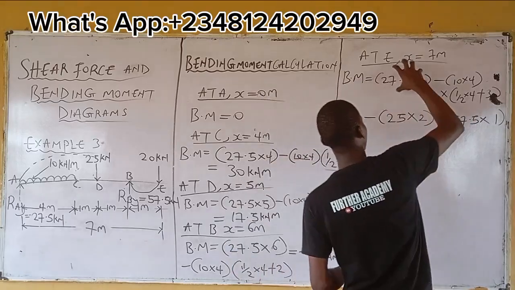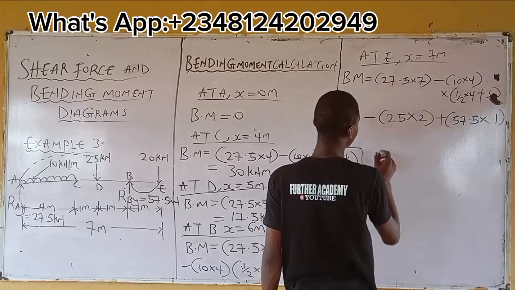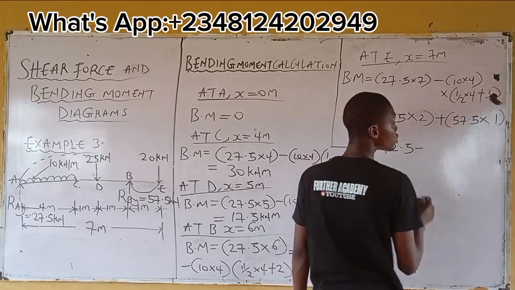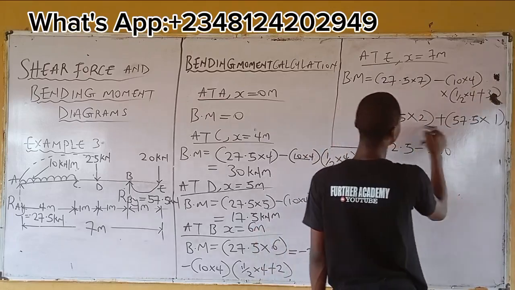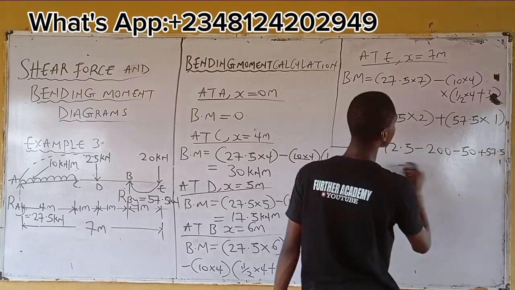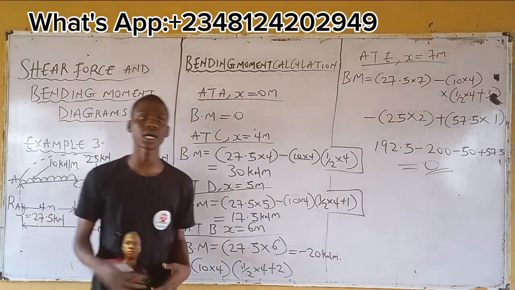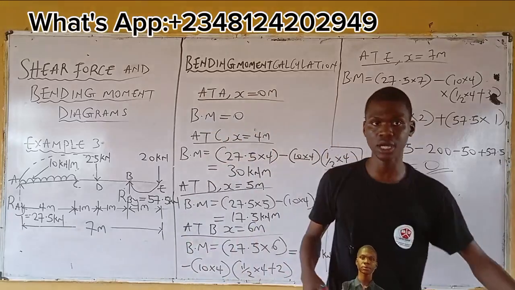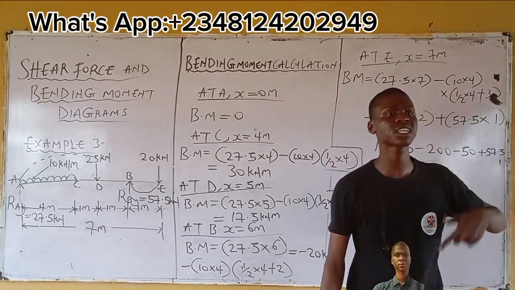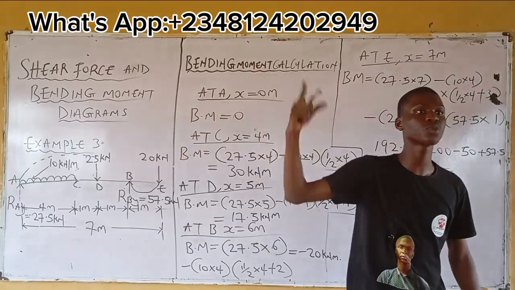All this must give you what? 0. Individually, what's the value of this? 192.5. What about this? Minus 200 minus 50 plus 57.5. And this is equal to 0. Can you see what we are saying? Bending moment must start with 0 and bending moment must end with 0. Shear force does not necessarily start with 0, but it must end with 0.